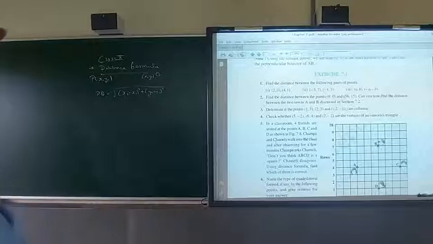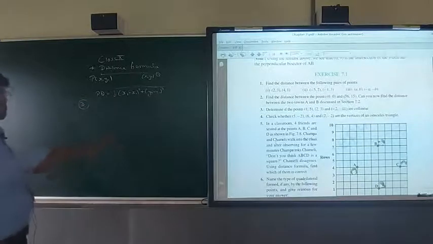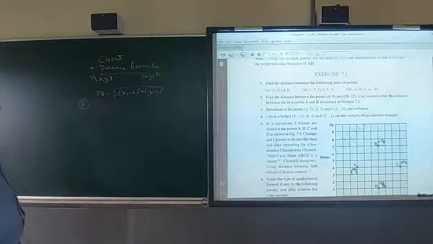Now the third one. Determine whether these points are collinear or not. Okay, third question. Now what are collinear points? The points which are on the same line are called collinear points.